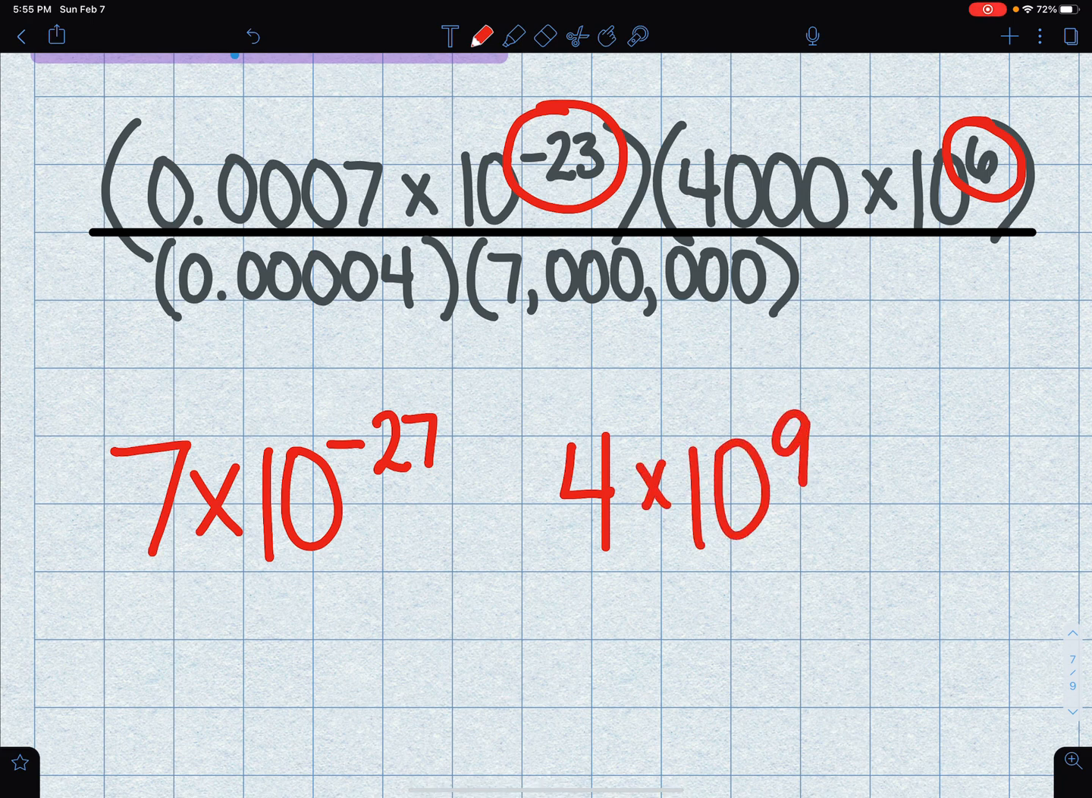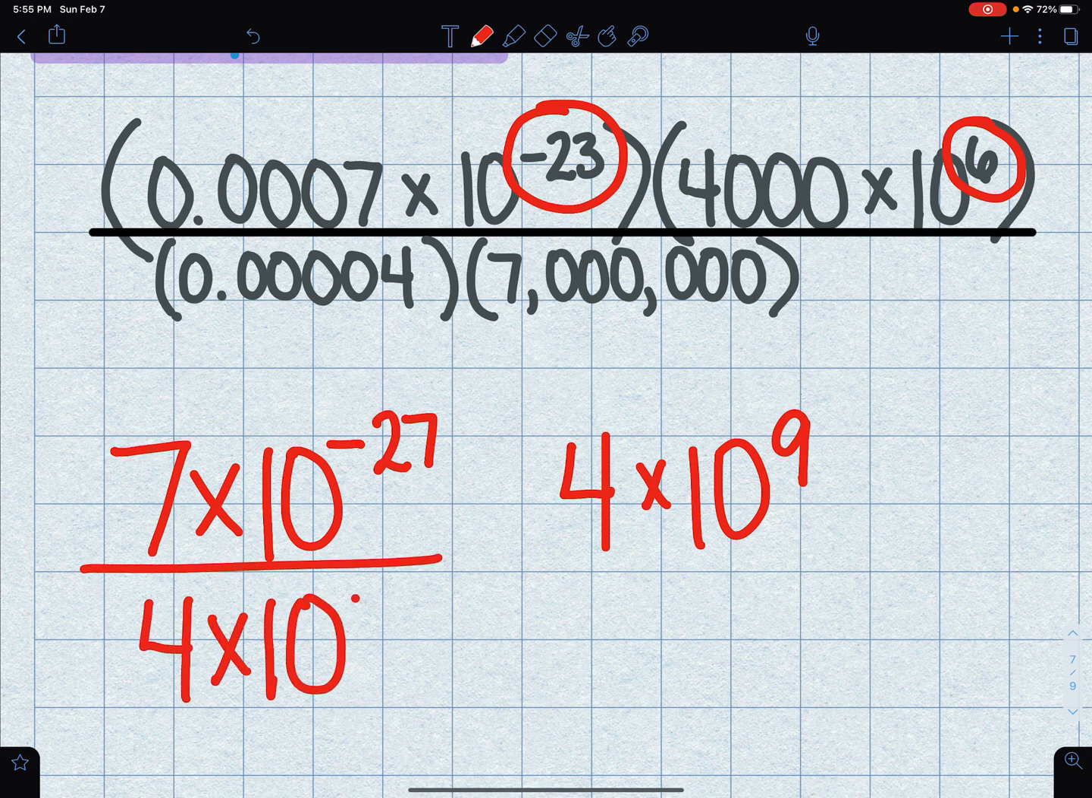Okay. Now, let's tackle these on the bottom. We've got this 0.00004. Why would they do that? Again, we want the decimal here. It's back here. We're going to go 1, 2, 3, 4, 5. So it's going to be 4 times 10 to the minus 5.